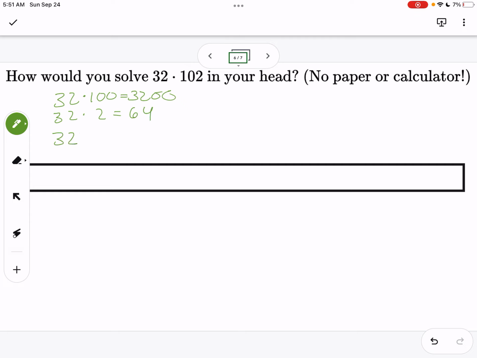So 32 times 102 is going to equal 3200 plus 64, which is 3264. So yes, we can keep track of those numbers in our head. I'm writing them down for you to see, but we could do that without writing it down.